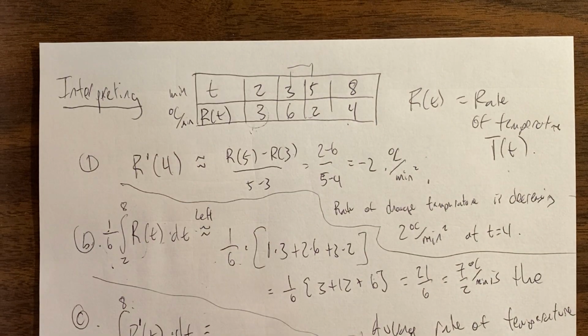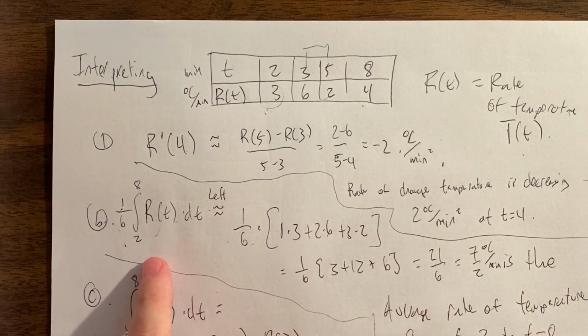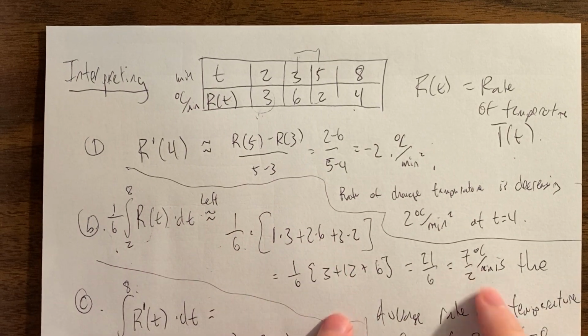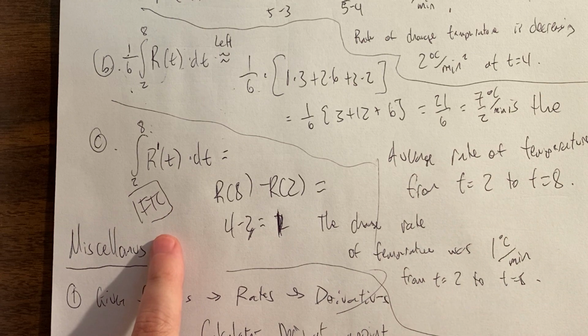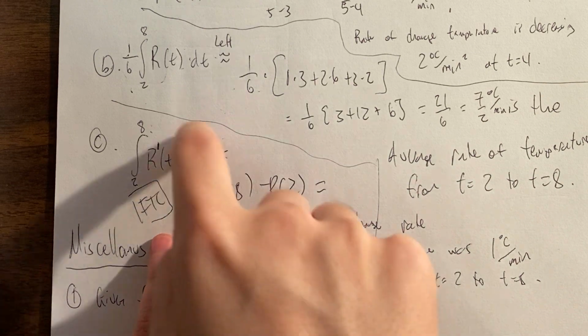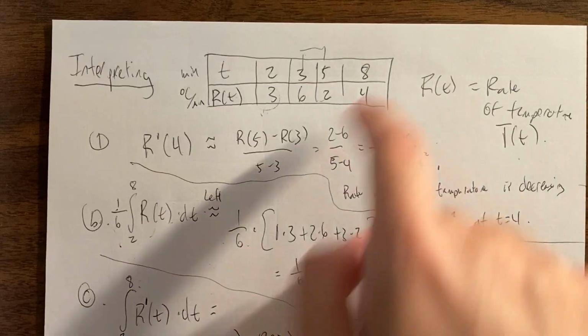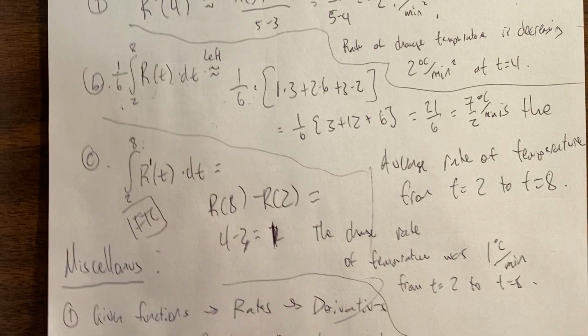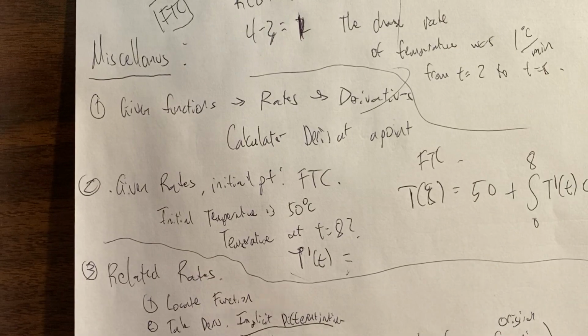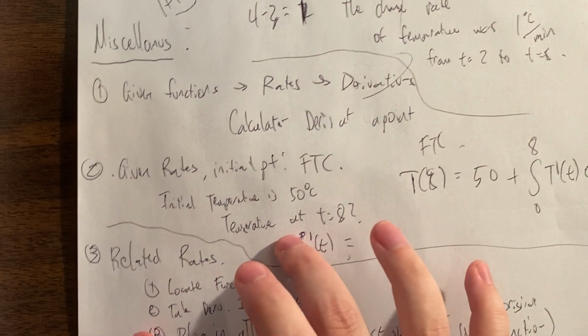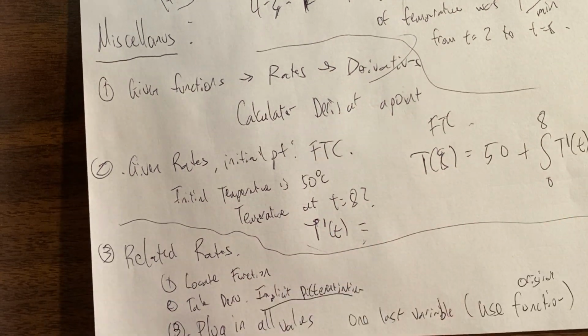Then we talked about interpretations. Derivatives are increasing or decreasing. 1 over b minus a times the integral is average. And then finally, when you apply fundamental theorem of calculus using the table, that'll be the net change or whatever it is. Then the miscellaneous stuff: take derivatives if necessary if you want to find rates. Use fundamental theorem of calculus if you're given rates and you want to find the initial function.